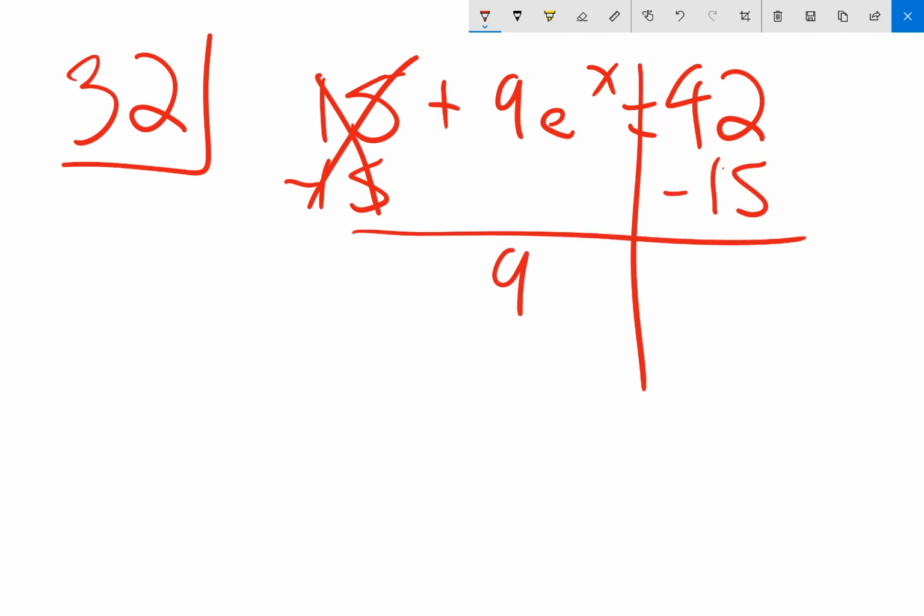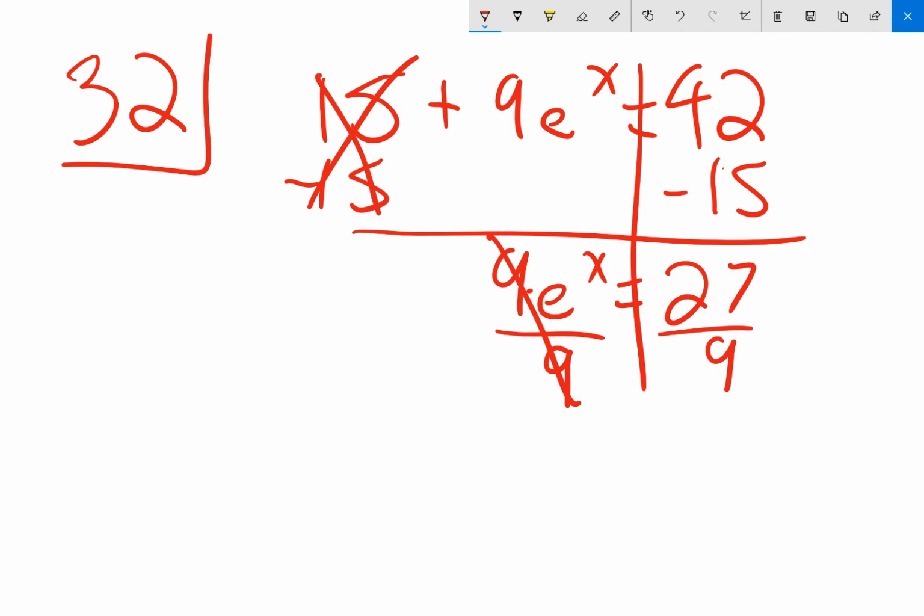So we have 9e^x equals 42 minus 15, which is 27. All right, now I have 9 times e^x. Again, I just want to solve for x. So let's get rid of this 9 so that I can deal with the e in the next step. To get rid of multiplying by 9, I can just divide by 9, and the 9's cancel. It's just e^x equals 3, since 27 divided by 9 is 3.